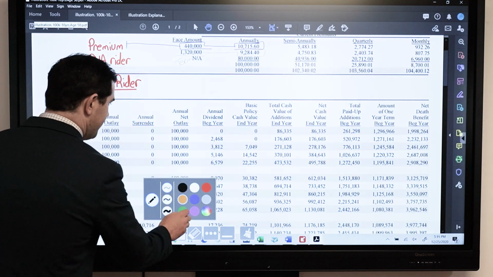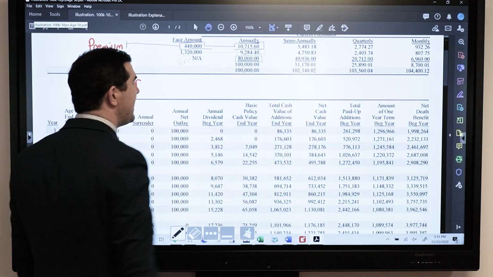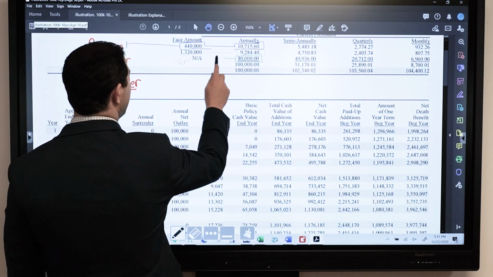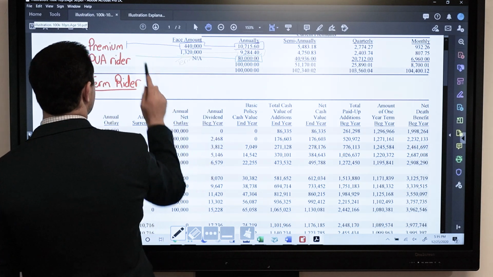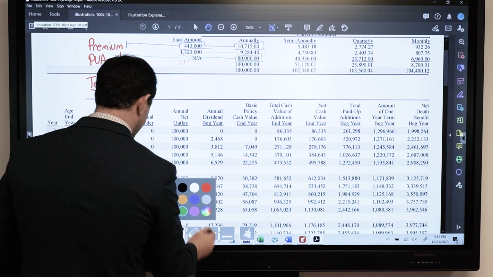Then we've got, in green, $80,000. That is a pure PUA component. That's why we see NA here, and that's my PUA rider. So let's go through the different columns here.